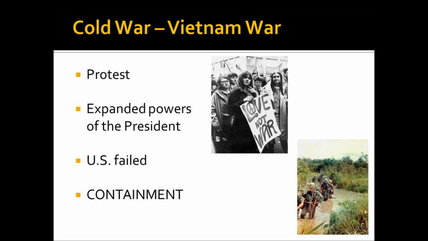The president expanded his powers during this through the Gulf of Tonkin resolution, which gave the United States president more power. The United States is going to fail, and this was also the goal of containment. And North Vietnam is going to take over South Vietnam, and this is going to become completely communist, showing an American failure. And at the end of this war, if you guys remember, in 1973, the War Powers Act is passed, which limits the power of the president in wartime.